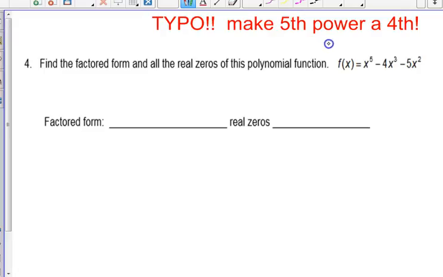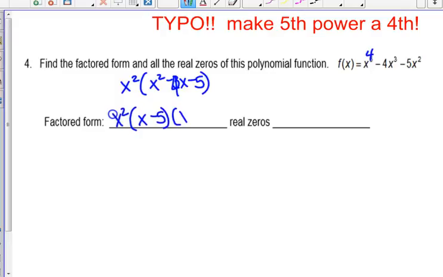Number 4 had a typo. This was supposed to be an x to the 4th. So then the factored form would be to take out an x squared. That's a 4, sorry. And then it factors further as x minus 5 and x plus 1. So the zeros are at 0, multiplicity 2, because there's a power of 2, but it didn't ask that, and 5 and negative 1.